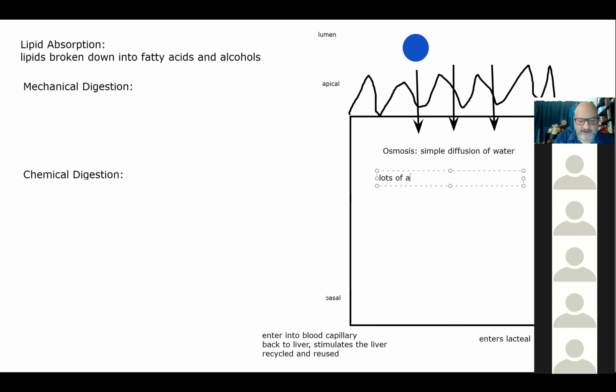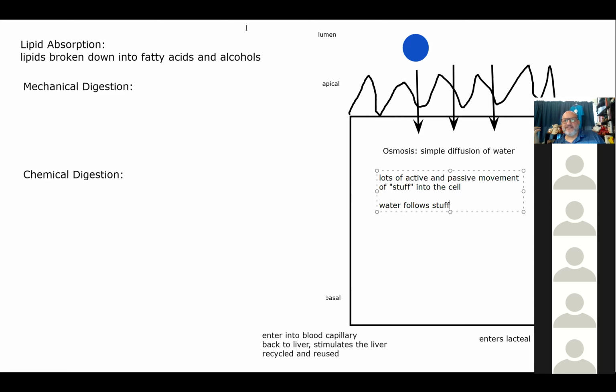Lots of active and passive movement of stuff like amino acids, simple sugars, fatty acids, all of this generic stuff into the cell. And so not surprisingly, water follows. Simple diffusion, water follows all of that stuff because water follows stuff. Water follows salts into the cell via simple diffusion.